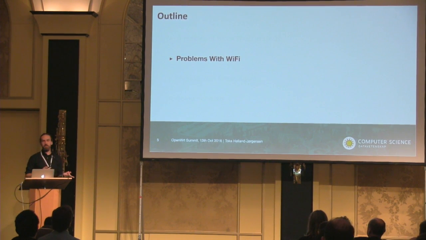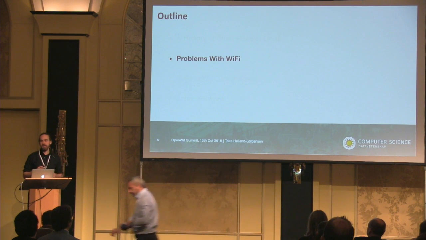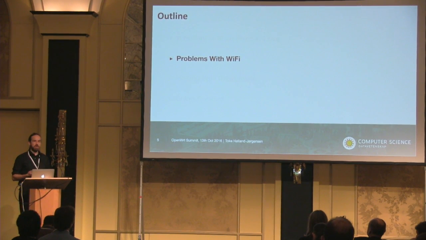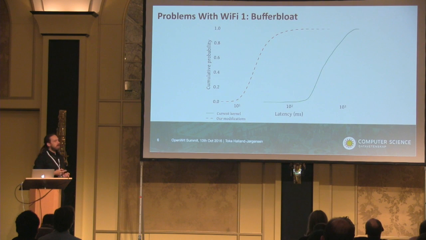One is just the buffer bloat in Wi-Fi, excess queuing latency, and the other is the thing called airtime fairness, where if you have both slow and fast stations in the same network, then as Wi-Fi is by default, everything will run at the slowest speed, which is not necessarily a good thing. So the first thing is buffer bloat in Wi-Fi.